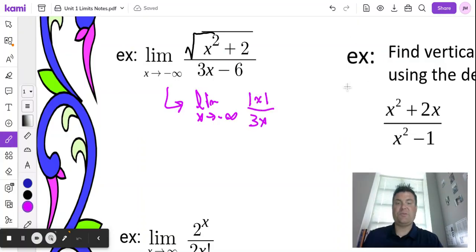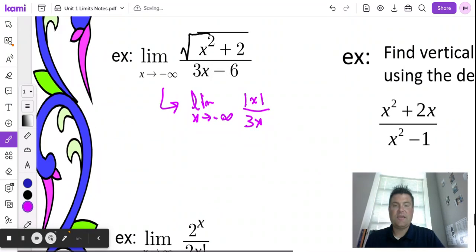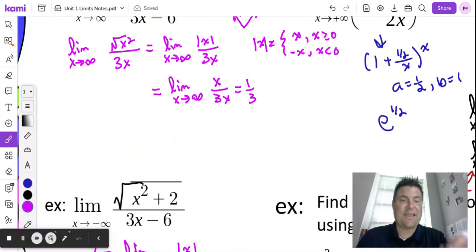What's important for this one to note is that since we're going to negative infinity, if I come back up here and show my definition, as I go to negative infinity, x is less than 0. So we're going to use the negative x version of this.